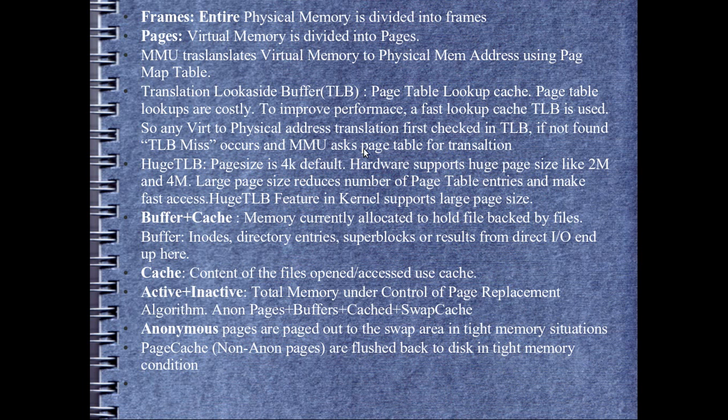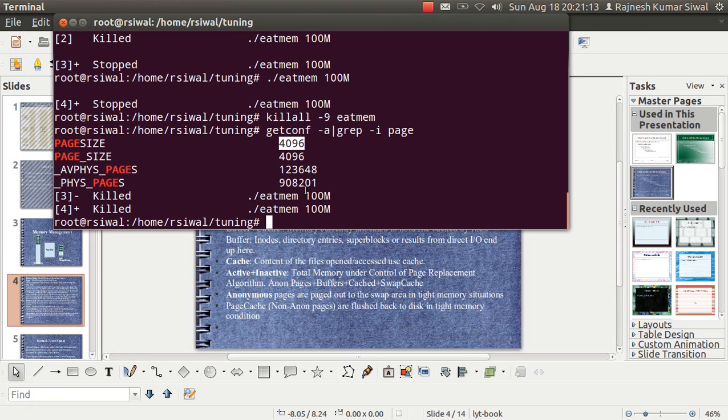Any virtual to physical memory address translation is first checked in the translation lookaside buffer. If it's not found, a TLB miss happens and the MMU asks the page table for the translation, and the TLB cache is filled up with that mapping. Huge TLB. Consider applications that require a huge amount of memory. For example, if I have an application that makes use of 4 GB of memory, how many pages will we have?